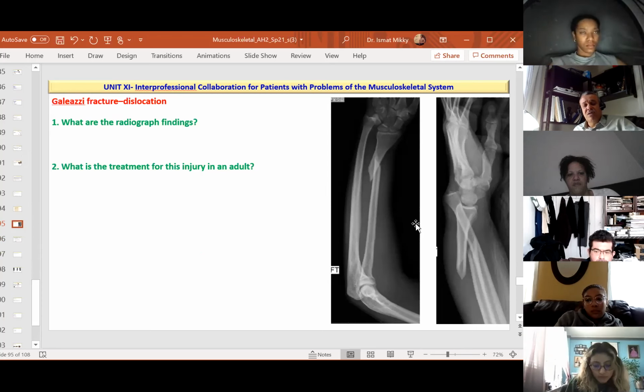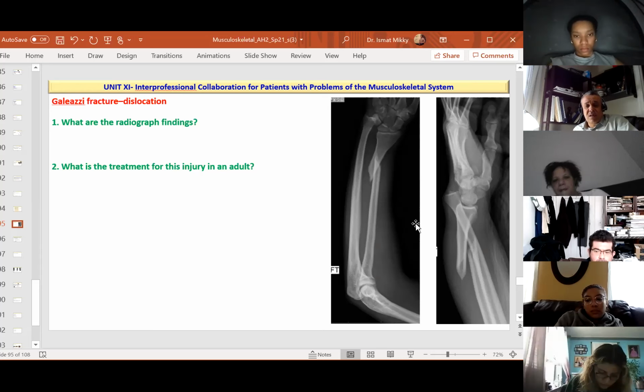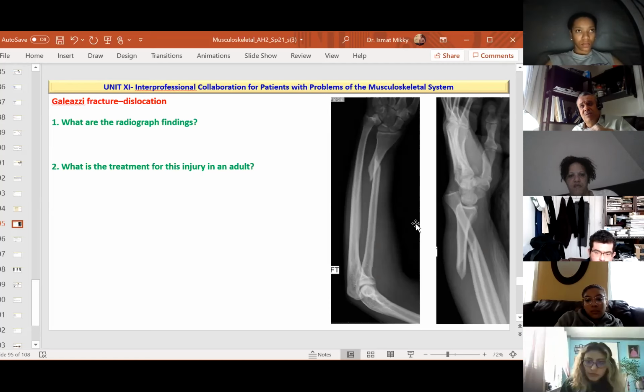In children, usually they do a closed reduction, and then apply the cast. In closed reduction, they manipulate the fracture, because most likely it's going to be a greenstick fracture, and they manipulate the fracture under continuous X-ray, and once it's maintained in the normal anatomical position, then they apply the cast. That will be the treatment if it's a child. And in the adult, that's different. That has to be the open reduction internal fixation procedure.